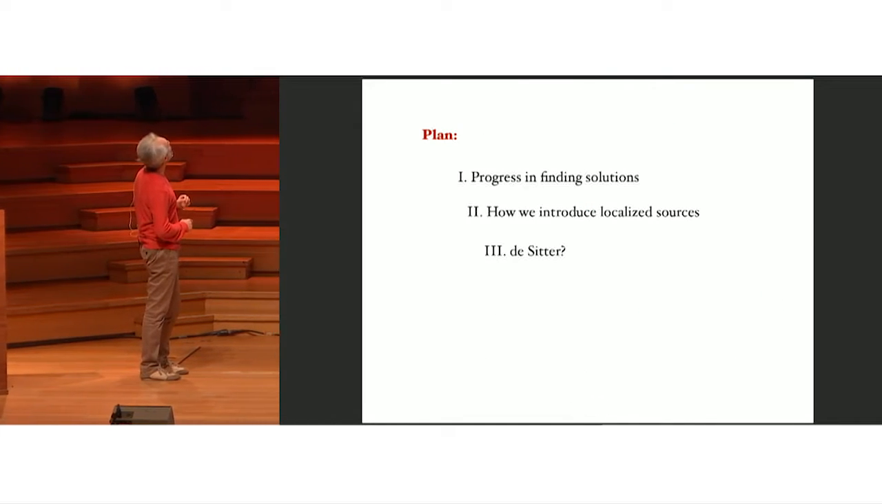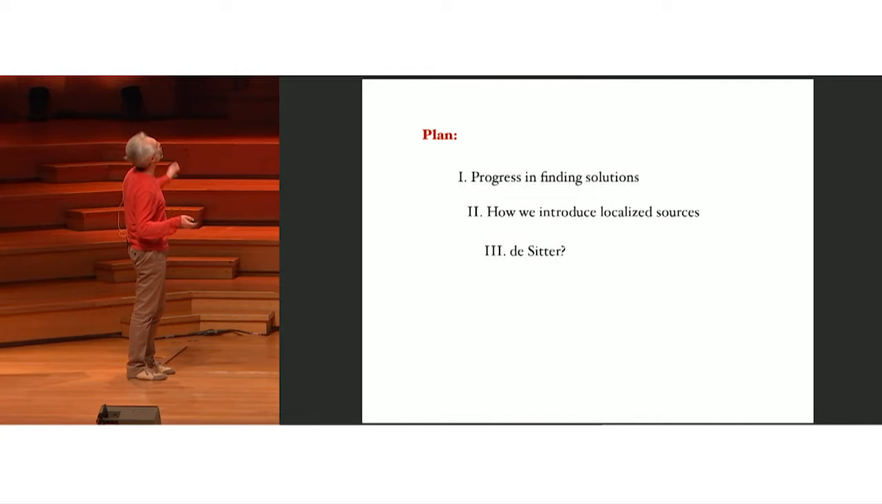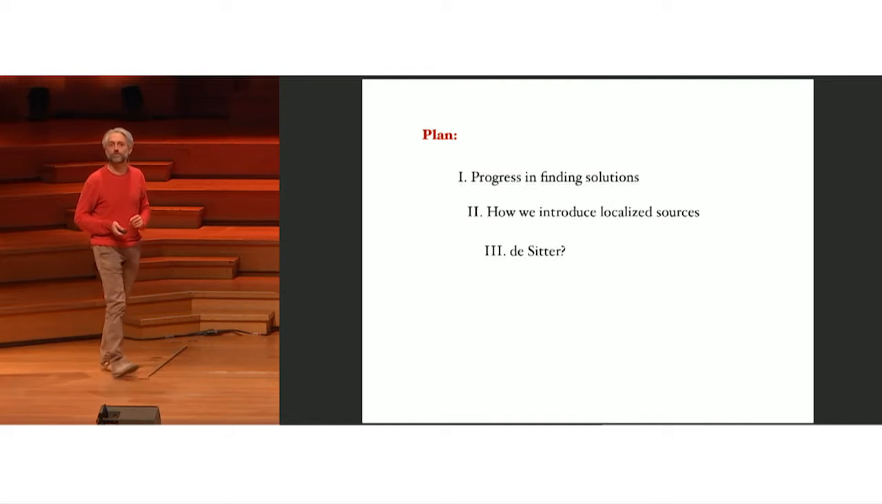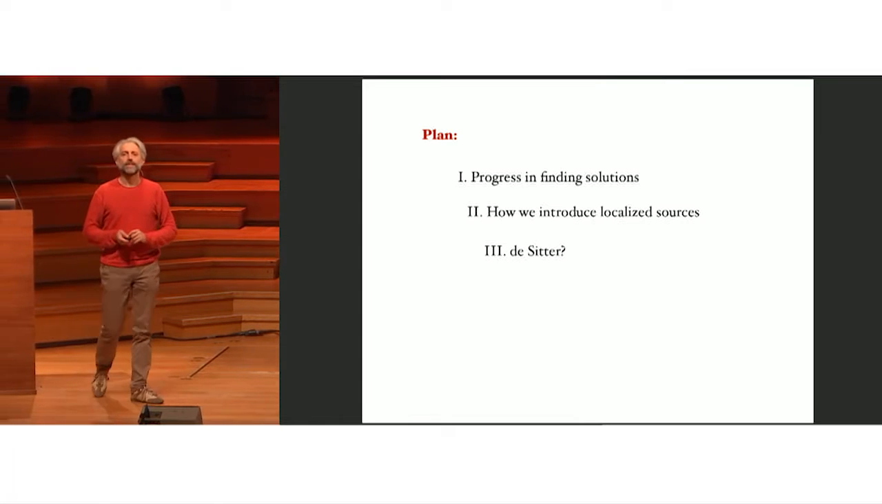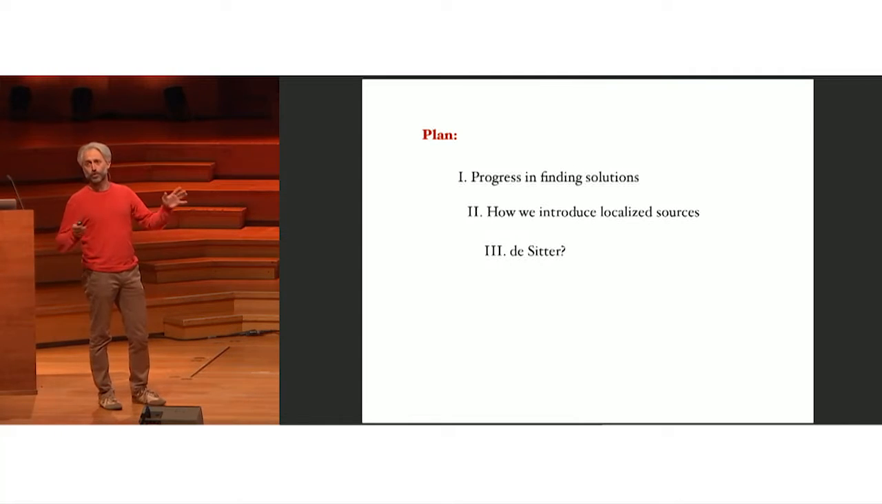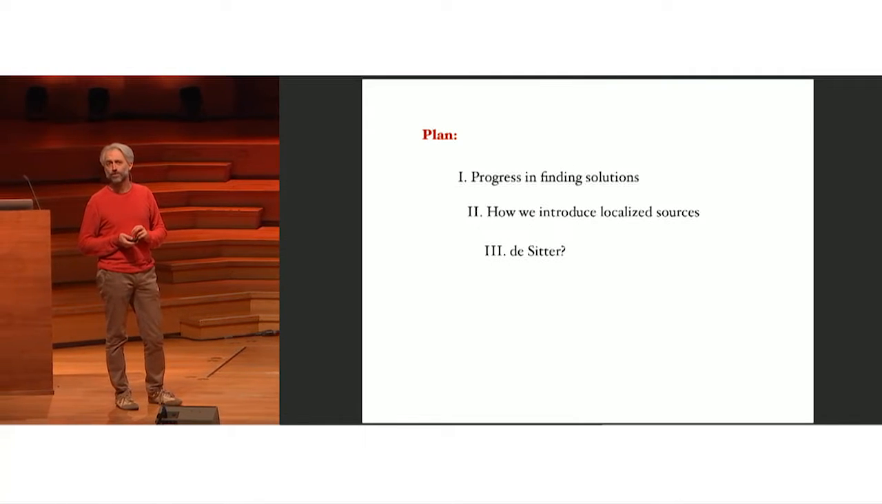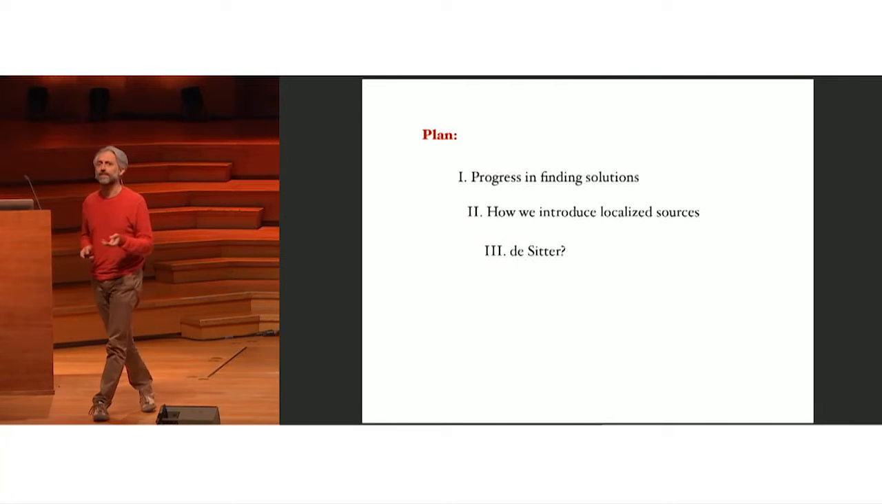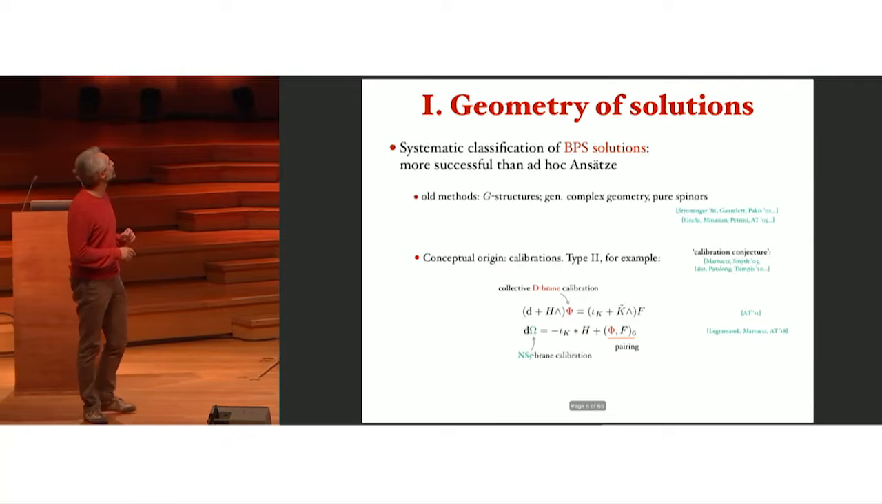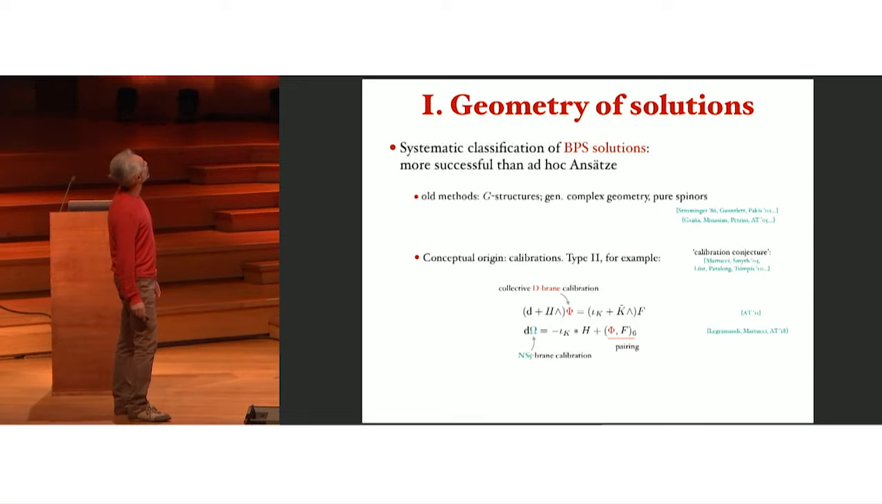My plan is to first review some general progress in finding solutions in string theory, compactifications in string theory. And then I'll show you how to introduce these backreacted sources. By now, we know how to do it in many classes of examples. And I'll illustrate with some very simple examples. And then we'll see whether we can use any of this progress to find some new de Sitter models. So, OK, let me start with the first part.